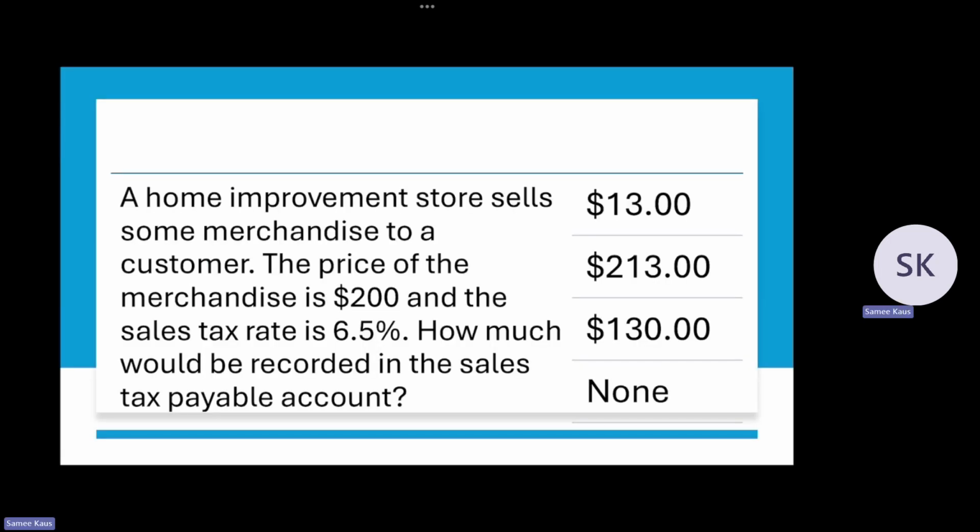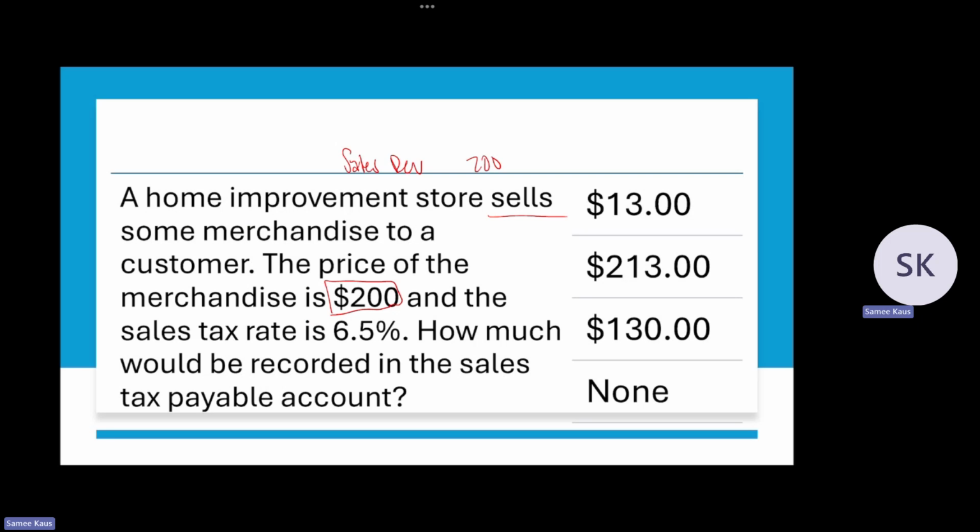So the one thing we haven't talked about yet is a sales tax payable. And in this case, it says a home improvement store sells some merchandise to customers. The price of the merchandise is $200 and the sales tax rate is 6.5%. Okay. So I'm going to book a journal entry super quick and I'm going to say the home improvement store sells some merchandise. So I'm going to have sales revenue from this merchandise. And the price of the merchandise is $200. So this customer is giving me $200.